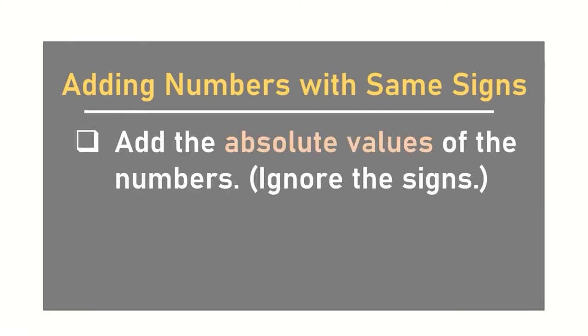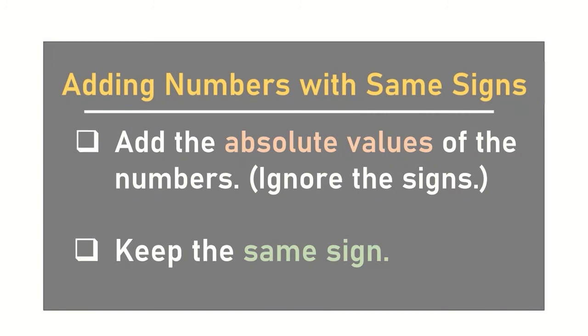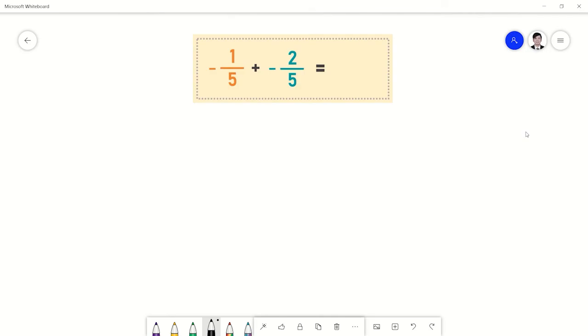Remember, the first step is to add the absolute values of the numbers, or you can think of it as ignoring the signs, and you keep the same sign. For example, we have negative 1/5 plus negative 2/5. If you notice in our given, they are both negative numbers. So, if they are both negative, we follow the rule that I've mentioned.